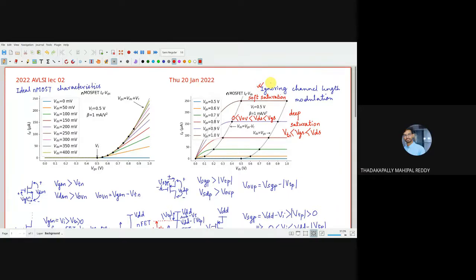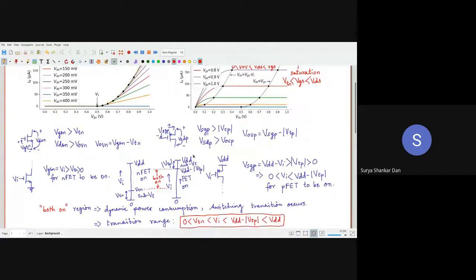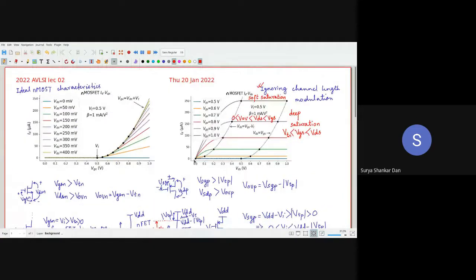So in deep saturation, we are considering channel length modulation. In the next 1 or 2 classes, after we have started with the basic circuits, I will introduce channel length modulation into the picture. Then you will notice that this flattening of the curve will occur only after deep saturation. In the soft saturation, you will have a slope because of channel length modulation.